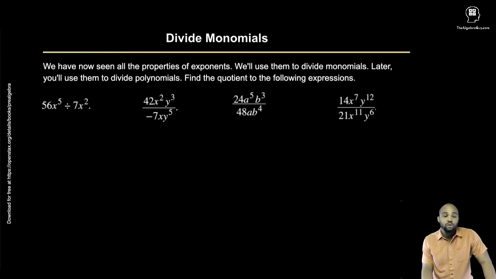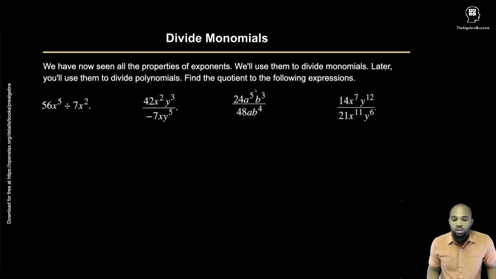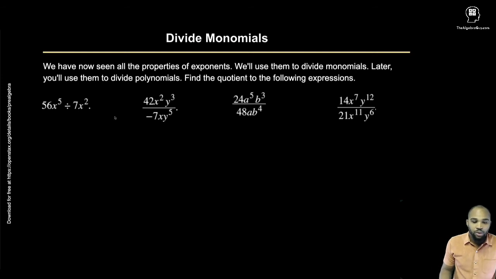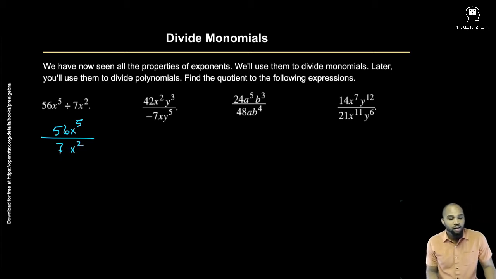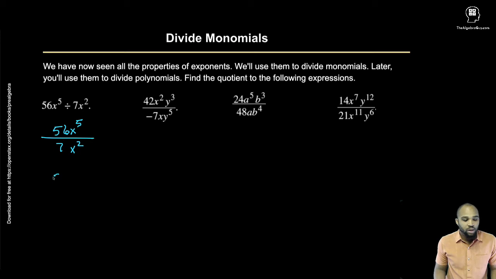We'll use them to divide monomials later. So this is going to come up later. So later you'll use them to divide polynomials. Find the quotient of the following expressions here. So the first one is this one. I'm going to rewrite this one so that it looks like what we're used to, divided by 7x squared. So this becomes easy to see that 56 divided by 7 gives me an 8.